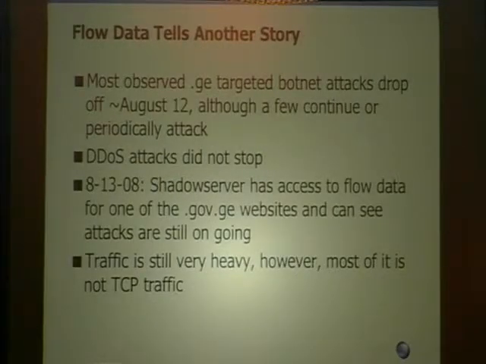the flow data told a different story. A lot of people thought it was just botnet traffic only. So we had actually been given access to flow data to one of the .gov.ge websites. And the botnets basically stopped around August 12th. There were some that continued on, but the DDoS attacks were still coming in. So we were looking at this on the 13th. And what we saw is that the traffic was relatively heavy, but it wasn't TCP traffic, it was ICMP traffic.